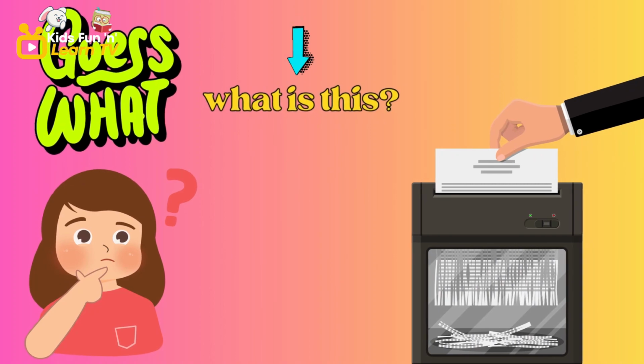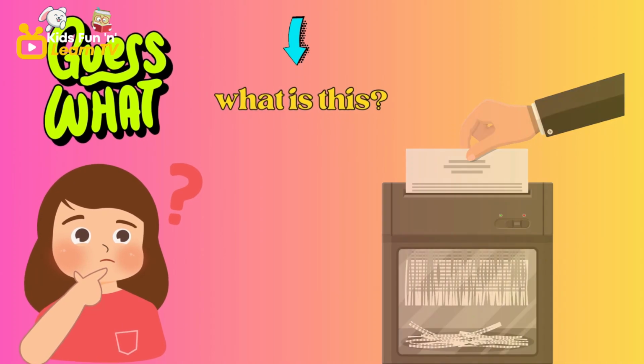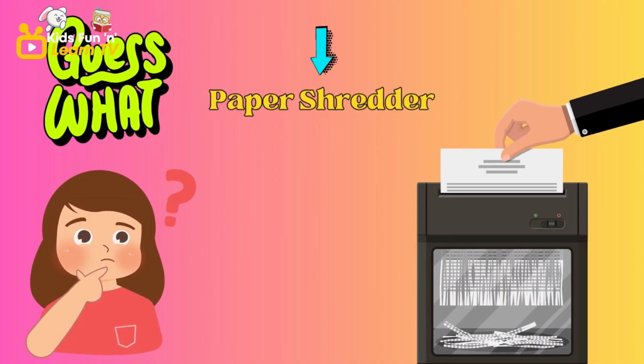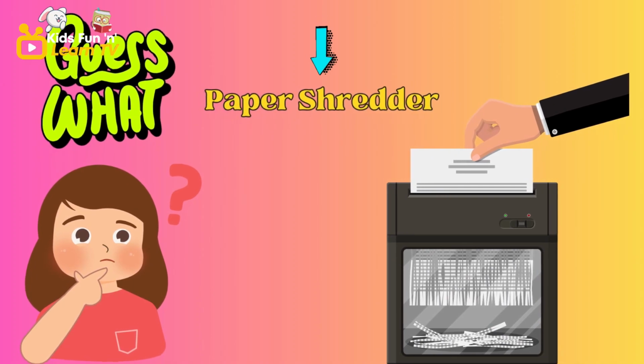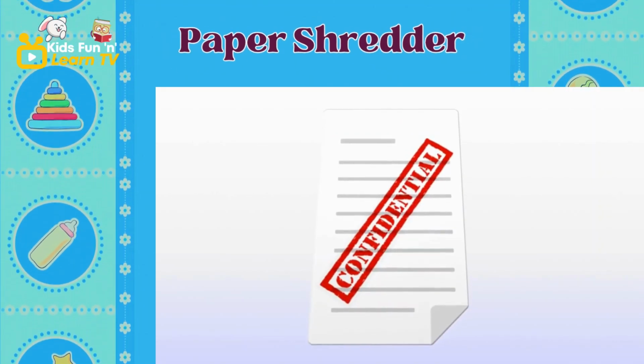Can you guess what is this? Paper shredder. A paper shredder is a mechanical device used to cut paper documents into smaller pieces or strips.